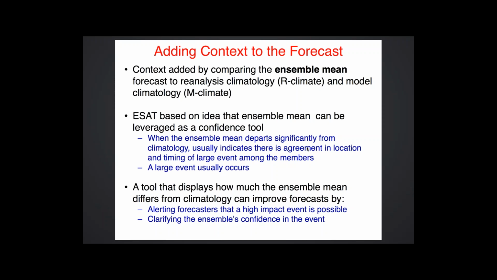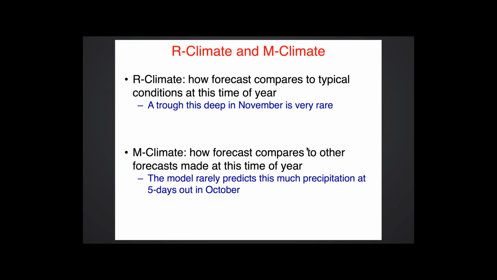So the idea is that a tool that displays how much the ensemble mean differs from the climatology could improve forecasts by first alerting forecasters that a high impact event is possible, and then second, by clarifying the ensemble's confidence in the event.